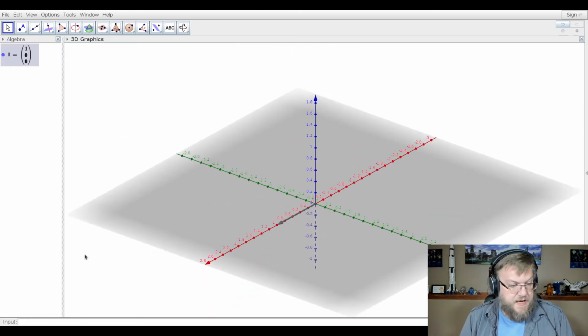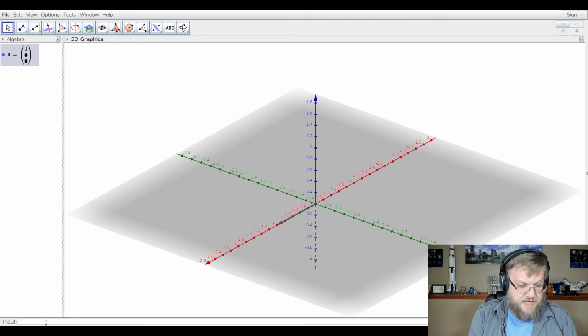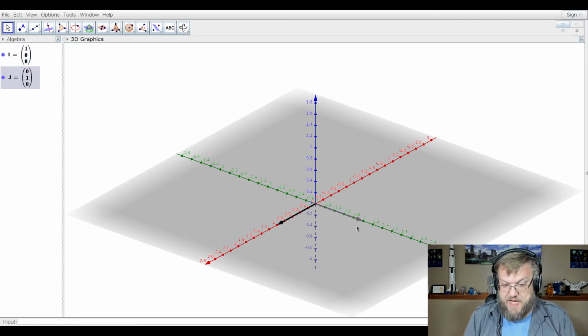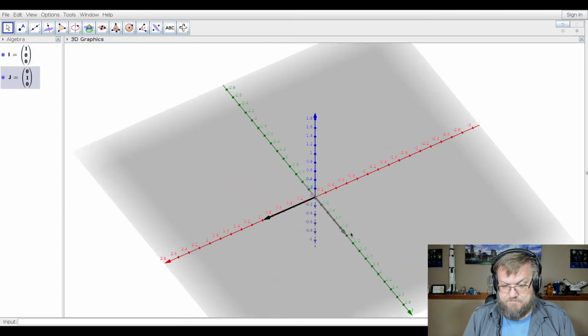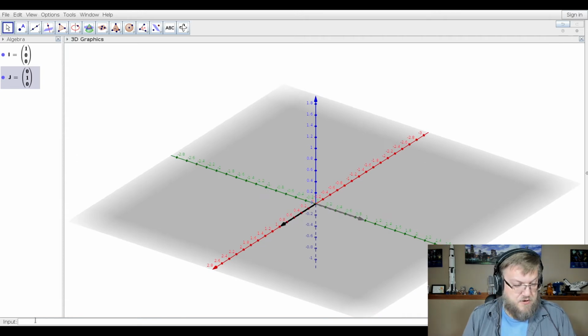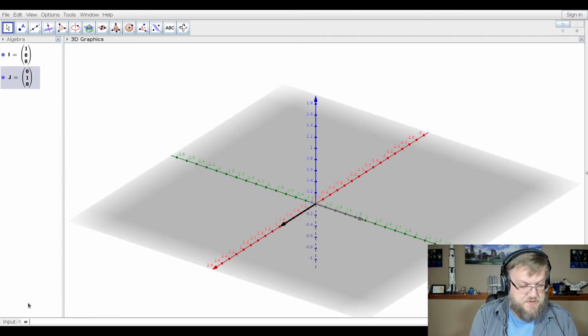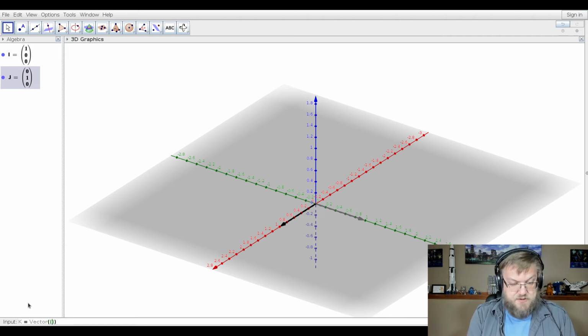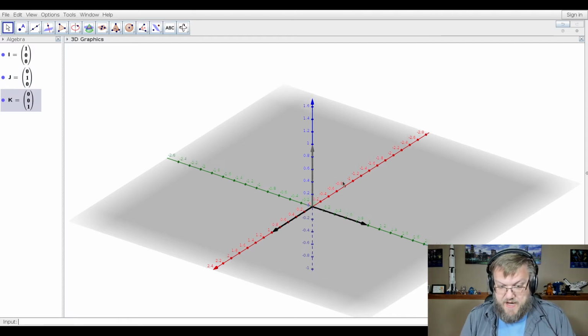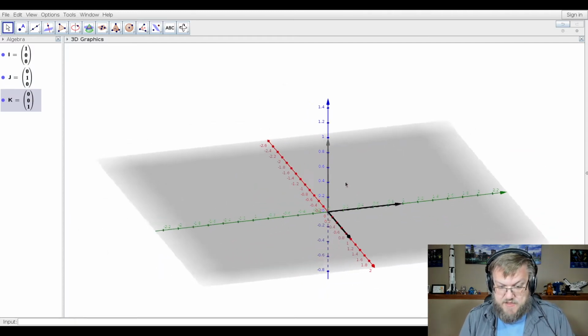Okay. And now I'm going to program J in. So capital J equals vector, parentheses, the point it ends on, so parentheses, 0, 1, 0. And so I have J on my picture now. And let's program in K. Capital K equals vector, point 0, 0, 1. So I have I, J, and K programmed in there, right?